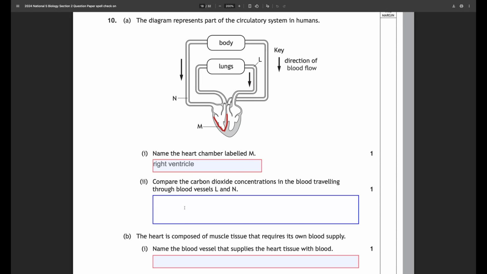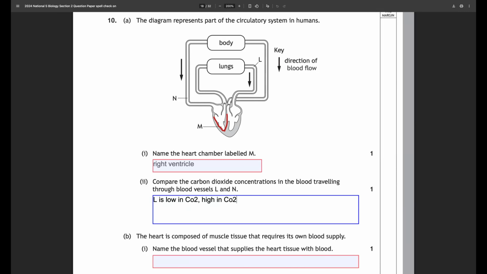Next one, compare the carbon dioxide concentrations in the blood travelling through blood vessels L and M. Well, if we look at L here, L is leaving the lungs. It's going from the lungs back to the heart. Any blood vessel that is leaving the lungs is going to be high in oxygen and low in CO2. So L is low in CO2. What about N? Well, N is coming back from the body, which is full of cells that are respiring, using up all the oxygen and giving out carbon dioxide. So N is going to be high in CO2.